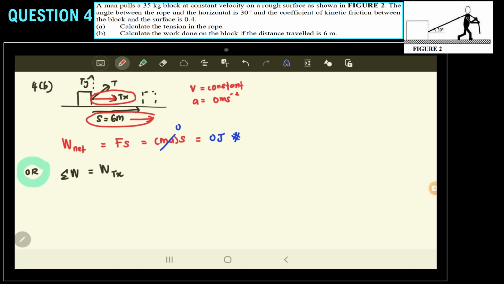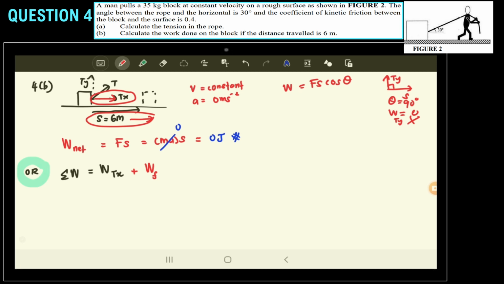Okay, so kalau you nak kira work, so work is equal to F s cos theta. So kalau you ambil Ty dengan s, macam mana? s is to the right, Ty is upward, so the angle here is 90 degree. So work Ty is equal to 0. Okay, so I put W Tx, plus work done by the block to overcome the frictional force, Wf.